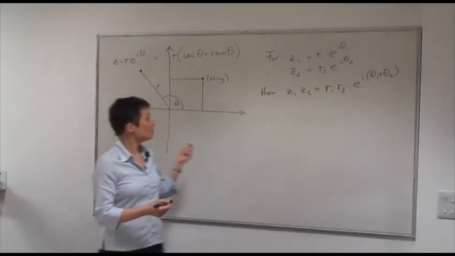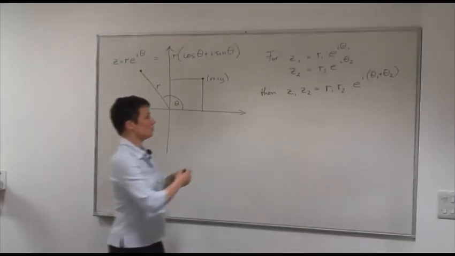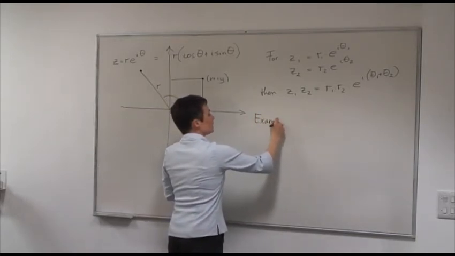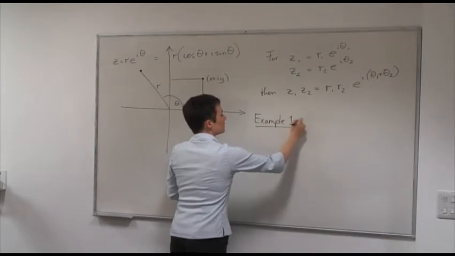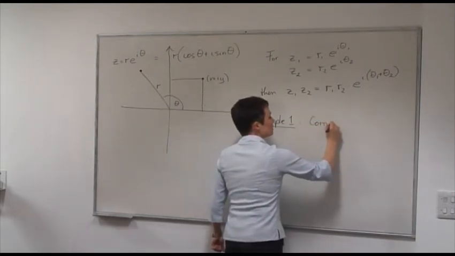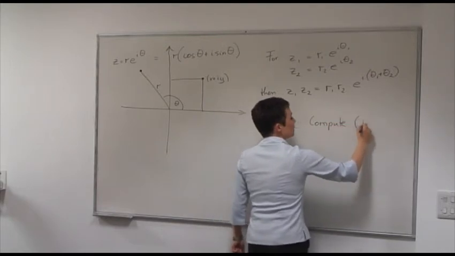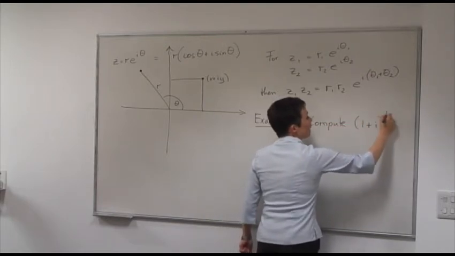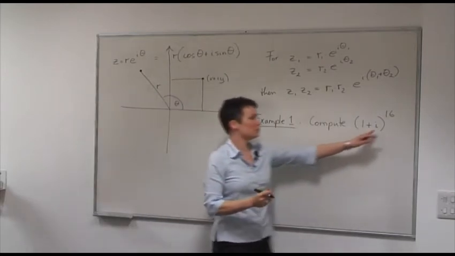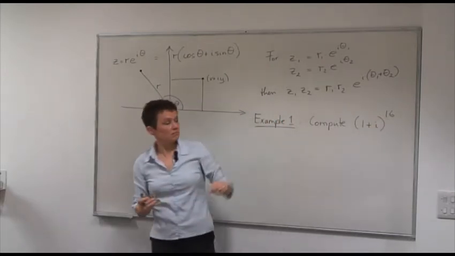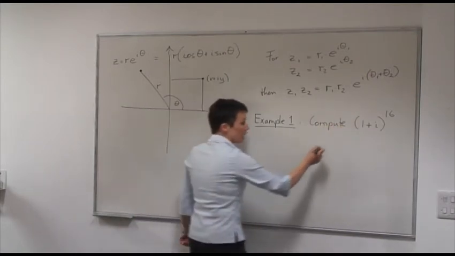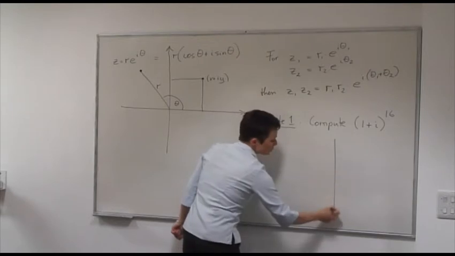So the first example I would like to discuss in this context is the following. Let's suppose you need to compute 1 plus i to the power 16, which looks quite a difficult problem, and if you would want to do this algebraically, it would be a lot of computation. Now, let's look at this as a geometric problem.